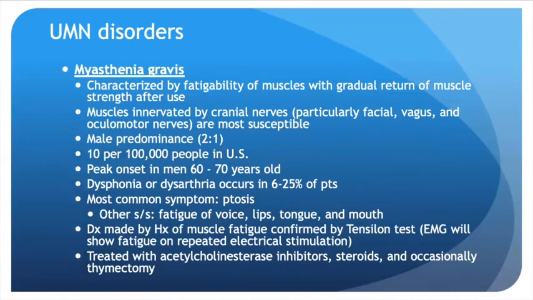Myasthenia gravis is a neurological disorder characterized by fatigability of muscles with gradual return of muscle strength after use. So this is more predominant in males. Peak onset is about 60 to 70 years old. Dysphonia or dysarthria occurs in 6 to 25% of patients. The most common symptom is ptosis, or eye droop. Other signs and symptoms are voice fatigue, so fatigue of the voice, the lips, the tongue, and the mouth.